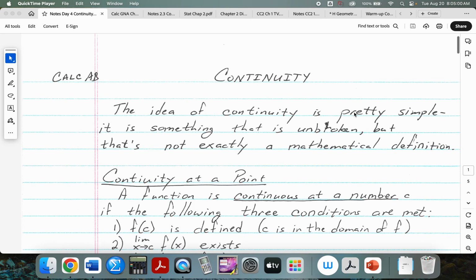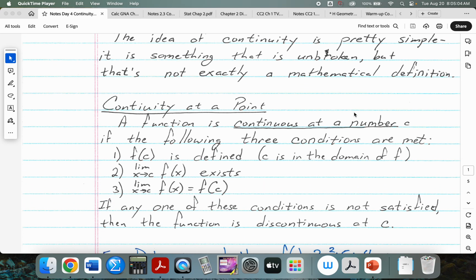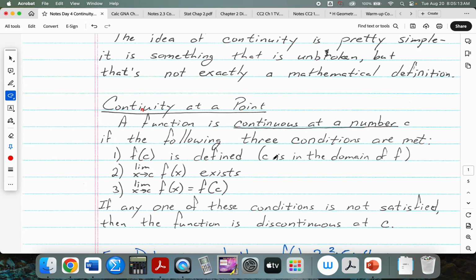And I misspelled continuity. Yikes. Continuity. There's a missing N in there.